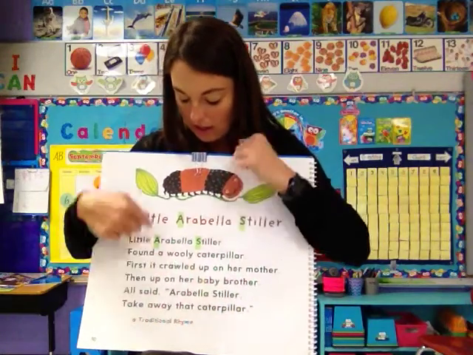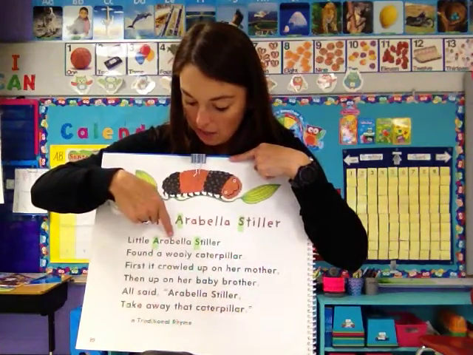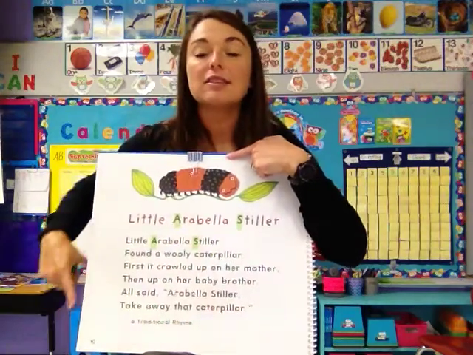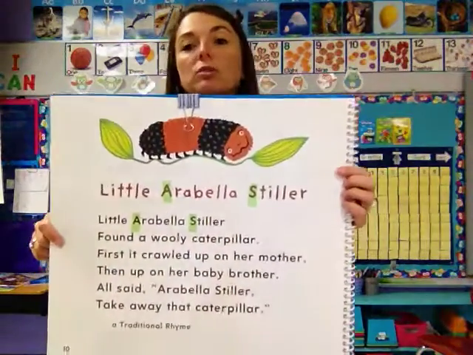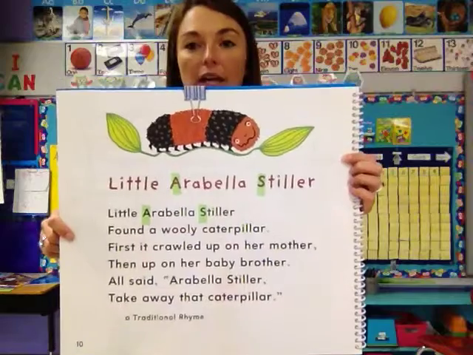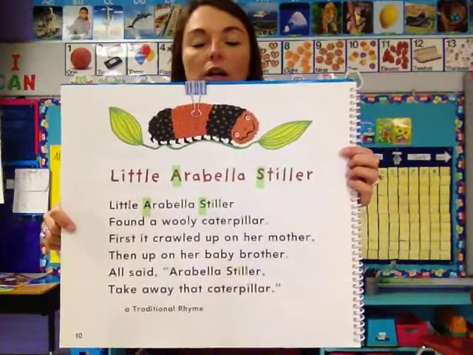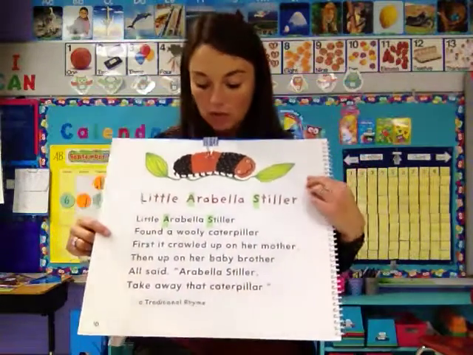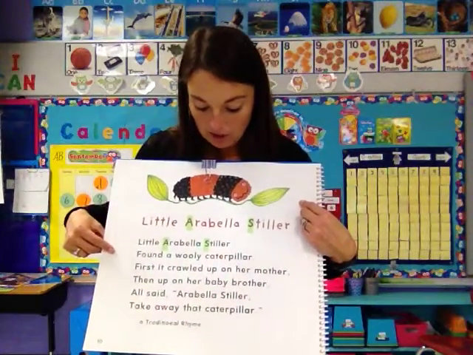Arabella. Down here, Arabella. It's the same. Every time you write your name or spell your name, you're going to use the same letters in the same order. We're not going to be changing the spelling of our name. Once we're given a name, that's how we spell it.